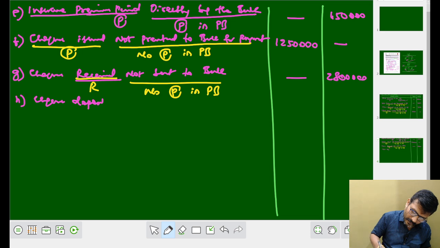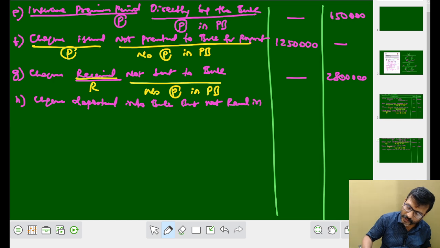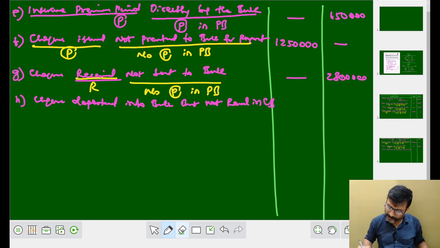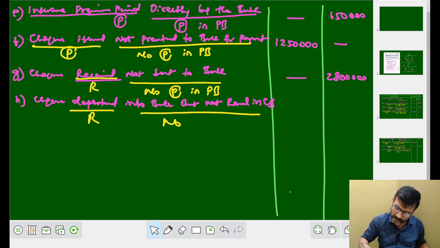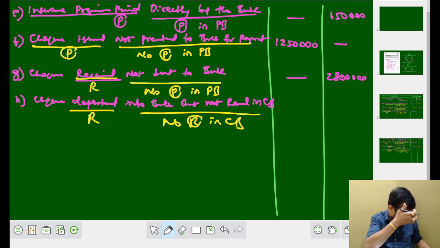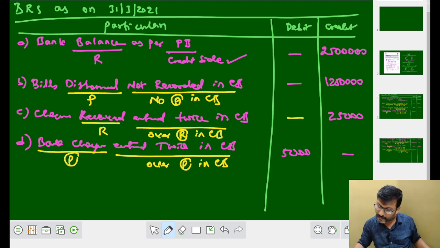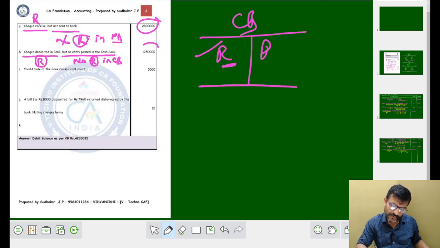Checks deposited into bank but not recorded in which book? Cash book. Deposited means what, my dear kids? It is receipt. Not recorded in cash book means what? No receipt. What? No receipt in cash book. So where I am supposed to take? We have to take it in debit side of cash book, which is an amount of rupees, again 12,50,000. See once how much amount is mentioned? Again it is mentioned 12,50,000.